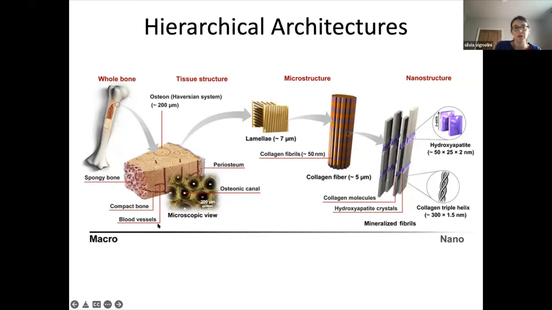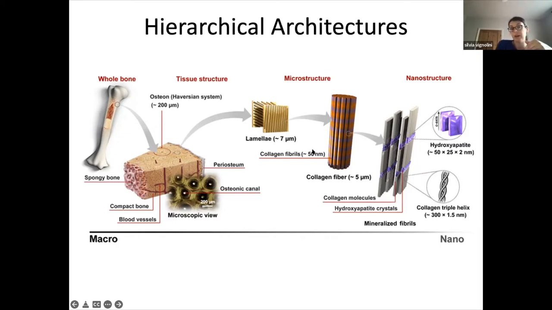The tissue is composed of many different parts. You have the blood vessel. You have the hard structure. And this hard structure is essentially made out of lamellar structures that are made out of collagen fibrils. These collagen fibrils are interlaced with hydroxyapatite crystals, which are essentially sort of calcium carbonate, an inorganic material. And if you look at different landscapes, these collagen fibrils themselves build up larger fibers on the micron scale.